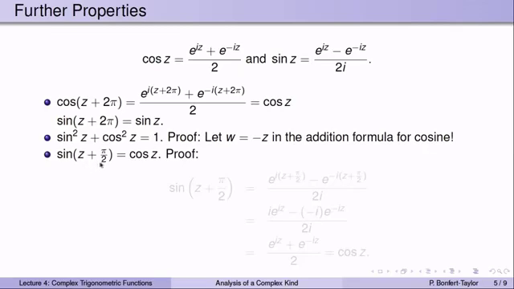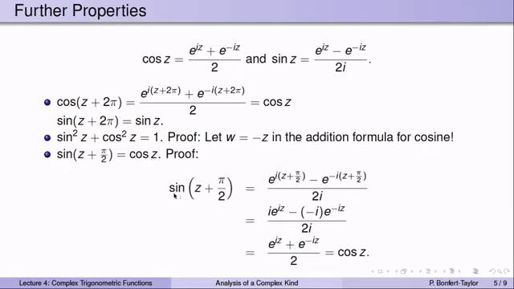Furthermore, sine of z plus pi over 2 gives us back the cosine function, just as it was the case for the real valued functions. Again, it's very simple to prove. You look at sine of z plus pi over 2 and plug z plus pi over 2 into the definition of the sine function. So wherever you see a z, make it a z plus pi over 2. So sine of z plus pi over 2 then equals e to the i(z plus pi over 2) minus e to the minus i(z plus pi over 2), divided by 2i.